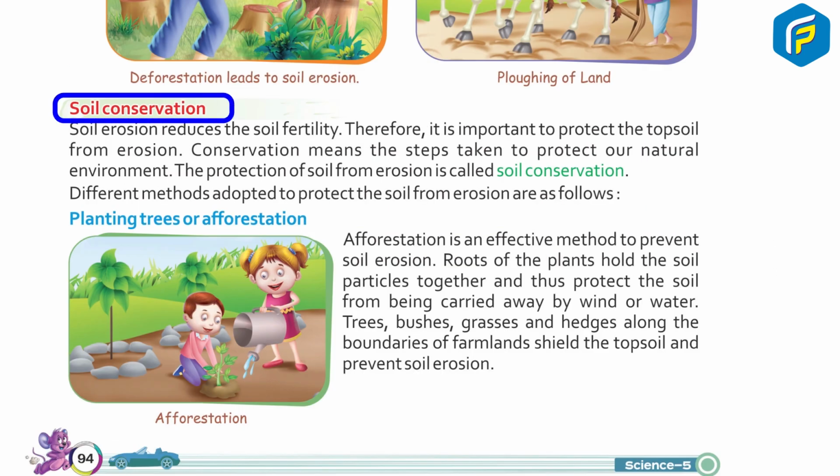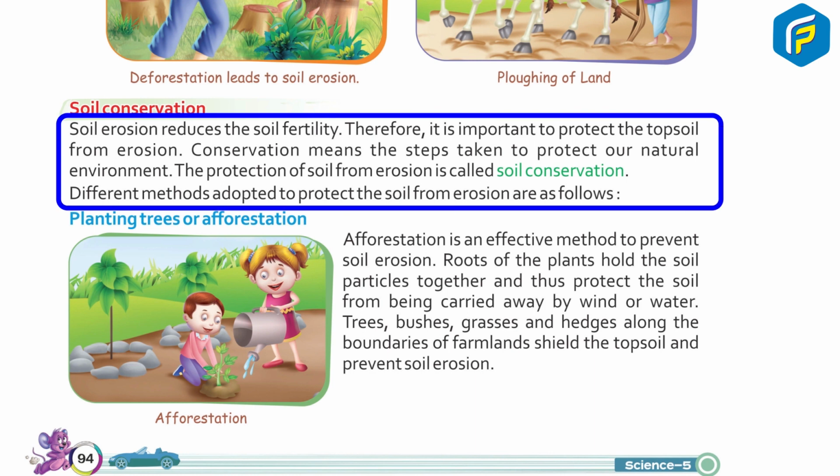Soil conservation. Soil erosion reduces the soil fertility. Therefore, it is important to protect the topsoil from erosion. Conservation means the steps taken to protect our natural environment. The protection of soil from erosion is called soil conservation.